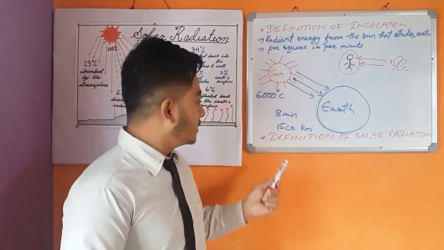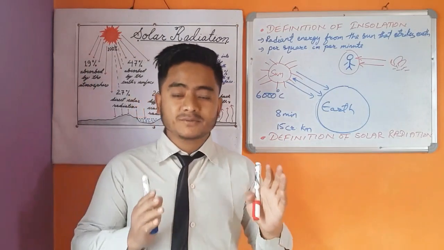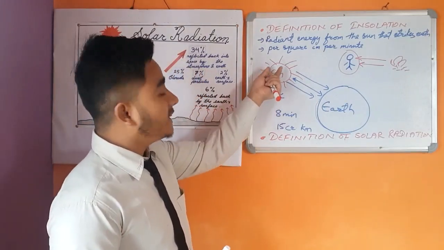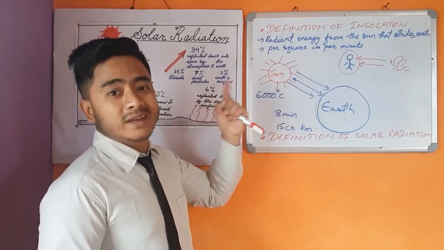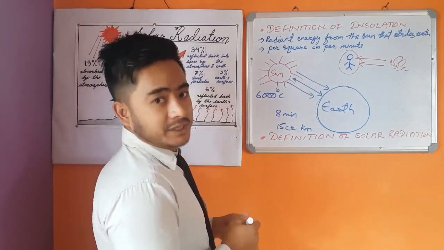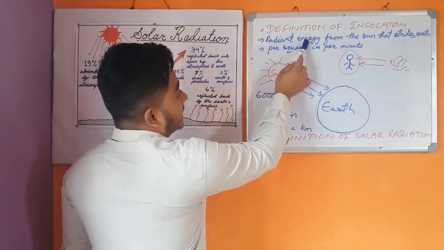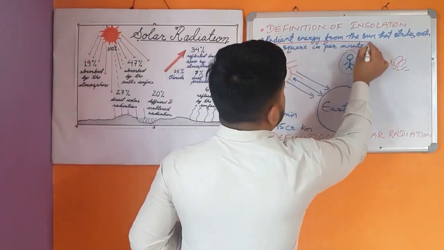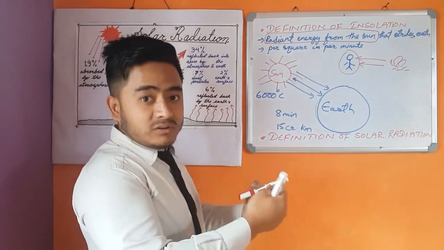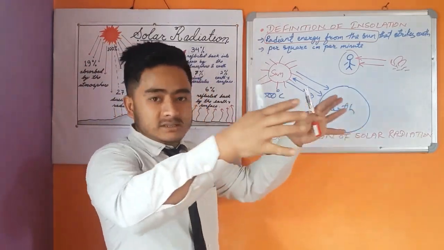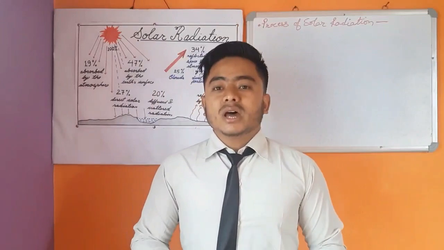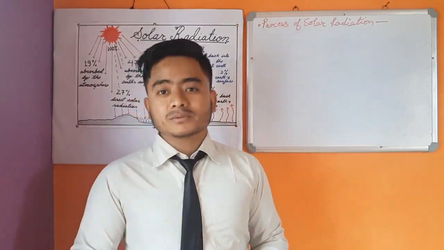So now let us learn the definition of solar radiation. It is very simple to understand. What is solar radiation? The amount of heat and energy radiated by the sun, that is called solar radiation. Or the radiant energy from the sun, that is called solar radiation. So the amount of heat and energy that the sun radiates all the time in all directions, that is actually called as solar radiation.